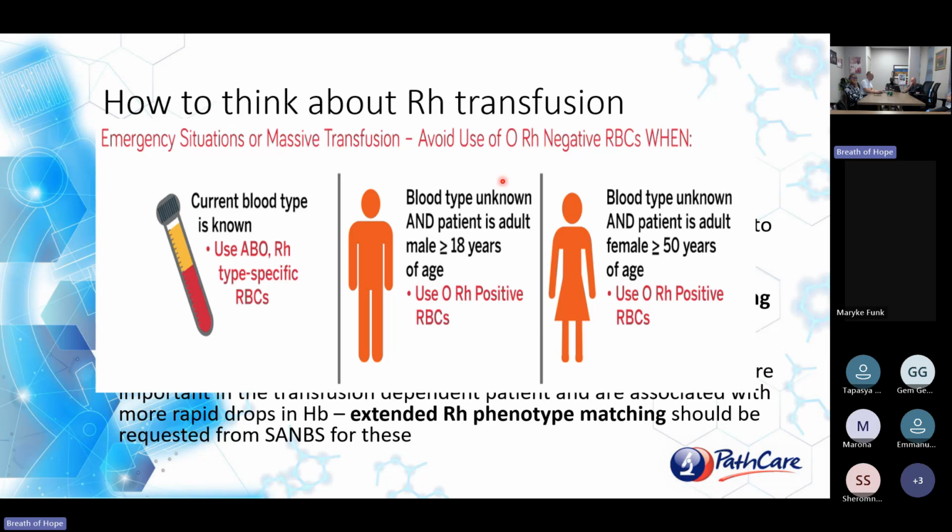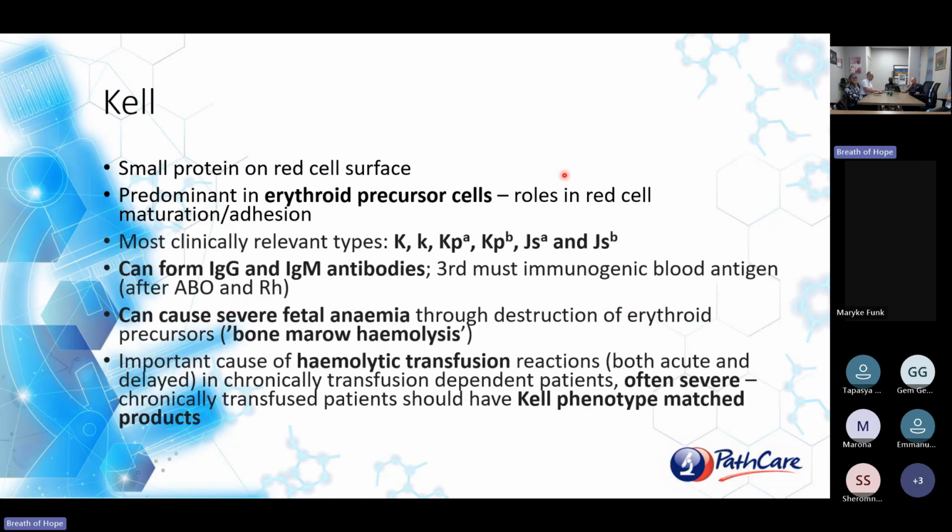In an emergency situation, if you have a fridge and it's got some O positive emergency blood and O negative blood, you should avoid the use of the O negative blood for your males. And for the females without childbearing potential, which in this graph is the woman above 50 years of age, rather give them the O positive blood in an emergency situation. You want to save your O negative blood for females of childbearing potential.